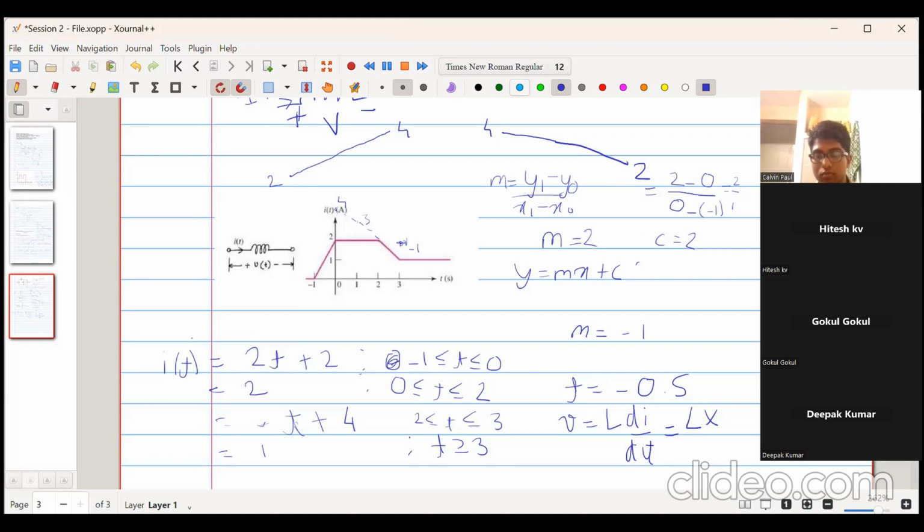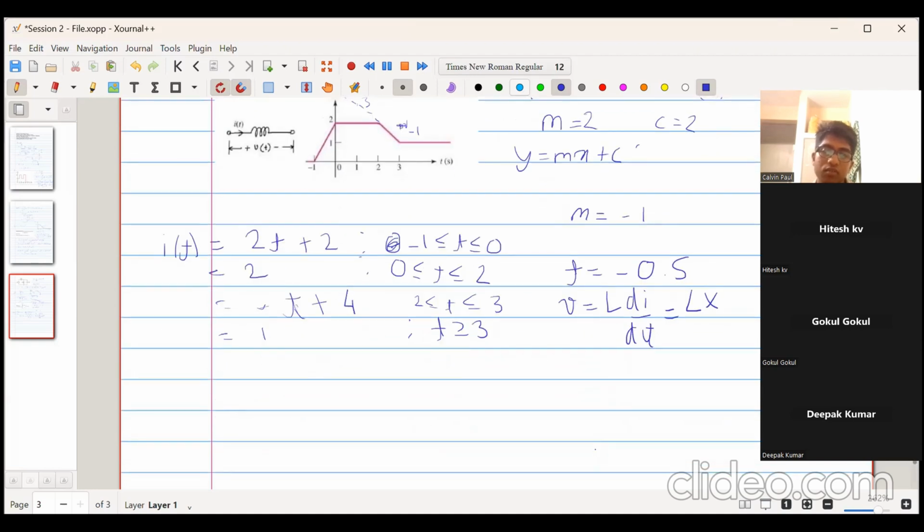That will give a second order differential equation. No, this is not d squared i by dt squared. The voltage across an inductor is given by V equal to L di by dt. Is that clear?